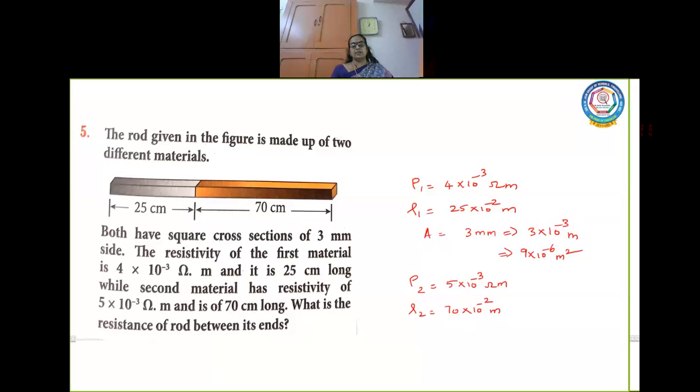So first we need to find out the value of resistance R1, then the value of resistance R2, then the sum of them. R equal to R1 plus R2 will give the value of resistance between the two rods. So let us move on. First find out R1.